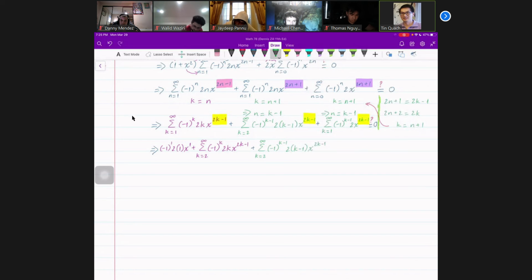Okay, so for the third series, you want to take out the first term. The first term is when k is equal to 1, you get negative 1 to the 0 power, 2x. When k is equal to 1, you get 1. Right, and then you have k starts at 2.